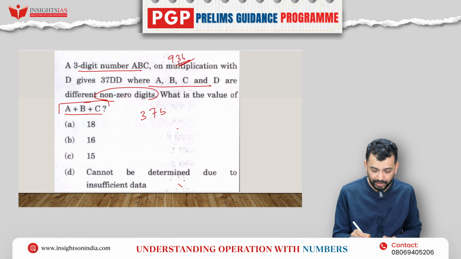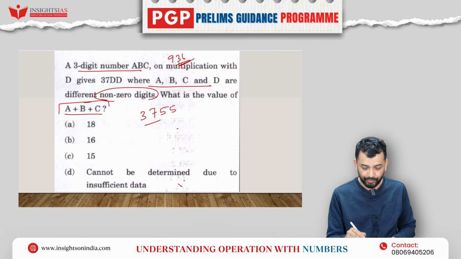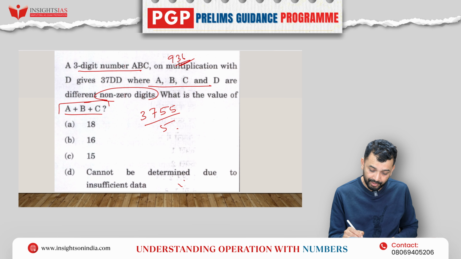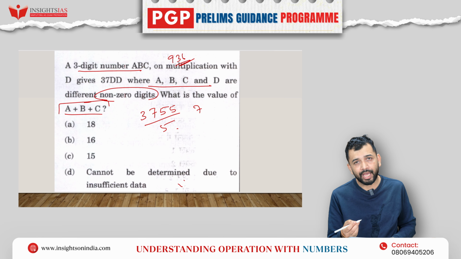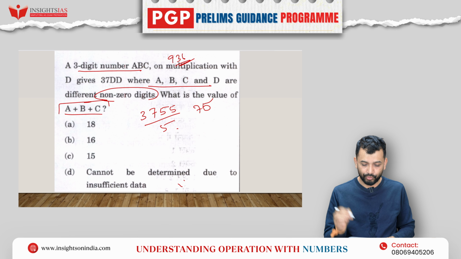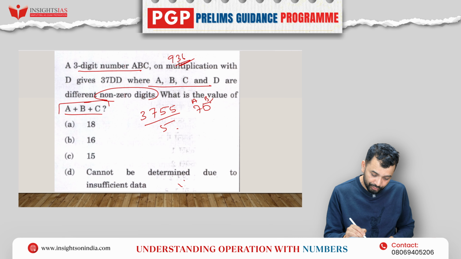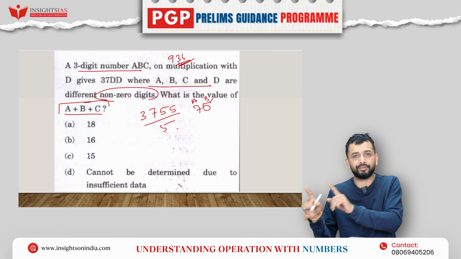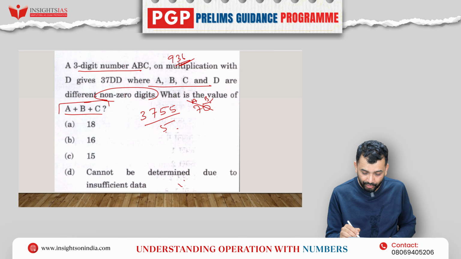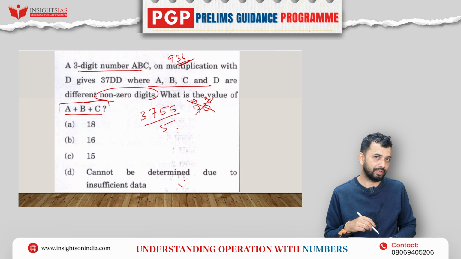Another possibility will be 3755 divided by 5. Now what will happen? 5 7s are 35, 2 carry. Once it is 2 carry, 25. This will become 5. So if this is A, this is B, B is also the same, and D is also the same. But they have told that A, B, C, D are 4 different numbers, so it is not satisfying. I don't need to do further calculation as such.